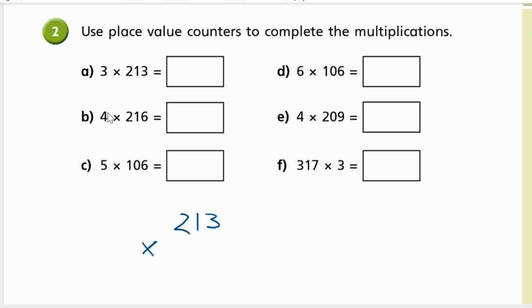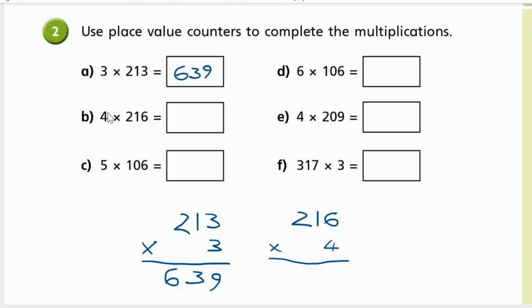So we do 213 times 3. Okay, what's 3 times 3? Good. What's 3 times 1? Good. What's 3 times 2? 6. So there we have our first answer. 639. Okay, B. I'll do it here, then I'll have to rub them all off. 216 times 4. Okay, now it looks like it's getting a bit trickier. What's 4 times 6?